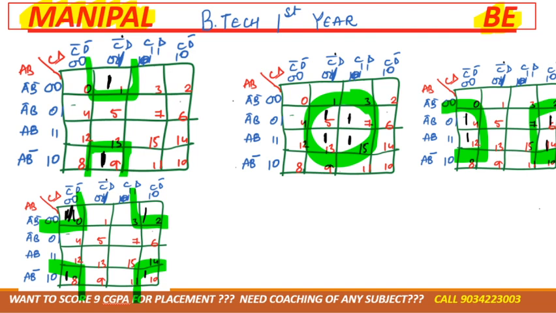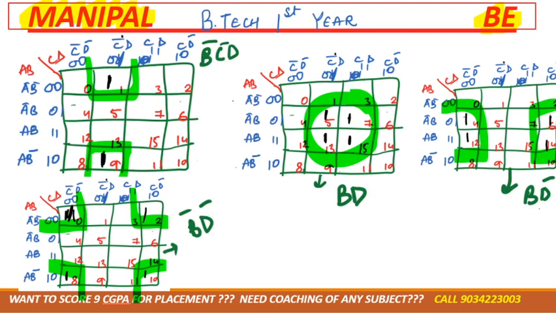I'll tell you about the overlapping case. Now tell me the naming for each and every case. In the first case, it's B bar C bar D. Second case, B D bar. Last case is B bar D bar. You know the last case naming?